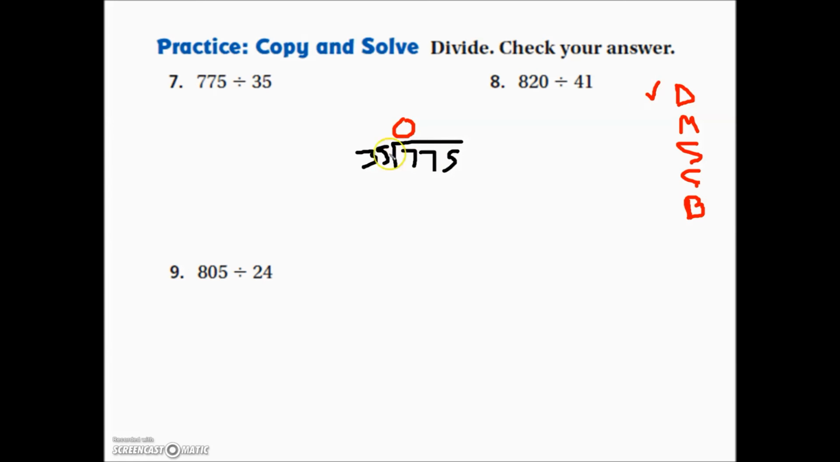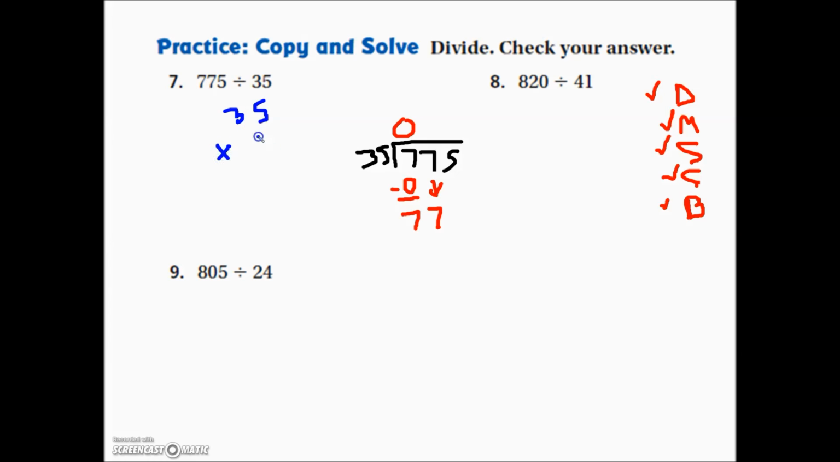That's my divide step. 0 times 35 is 0. Then I subtract them. 7 minus 0 is 7. Then I check, is 7 less than 35? Yes, it is. And then I bring down the next number. And then I start from the divide step. How many times does 35 go into 77? Well, I'm not sure. I think I could probably subtract 35 from 77 2 times.